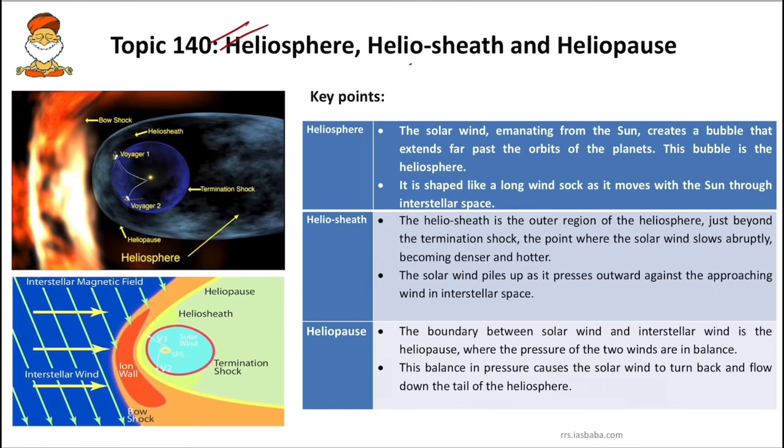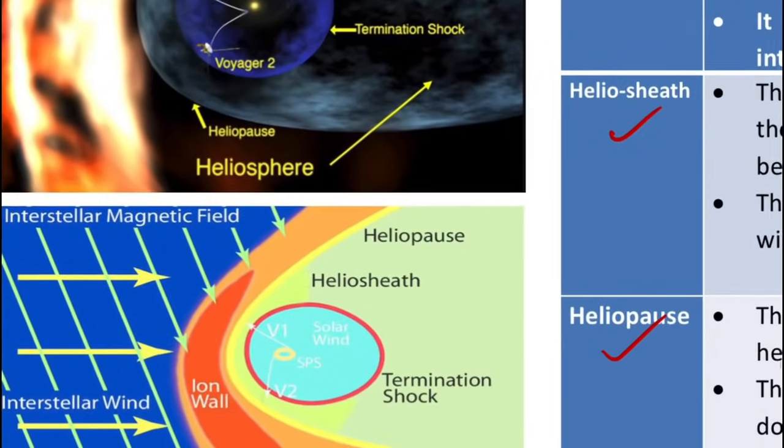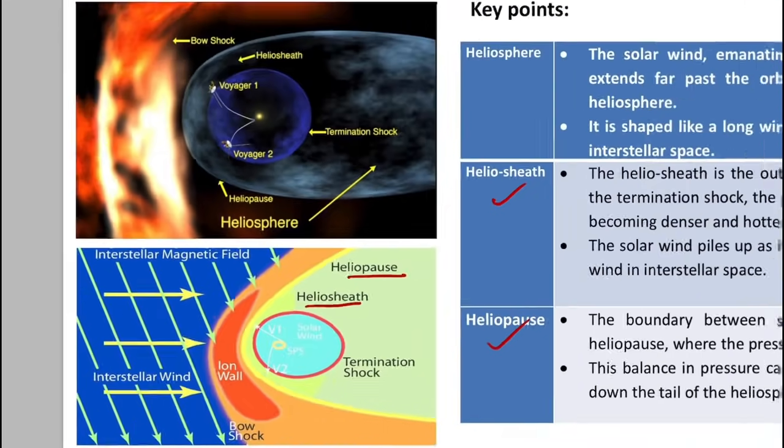So the next important topic is heliosphere, heliosheath and heliopause. Yesterday we already saw what the heliosphere is. I told you the heliosphere is a bubble or shield created by the Sun. This shield protects our solar system from interstellar space explosions and other supernova activities. We have two more terms, heliosheath and heliopause, as you can see in the figure.